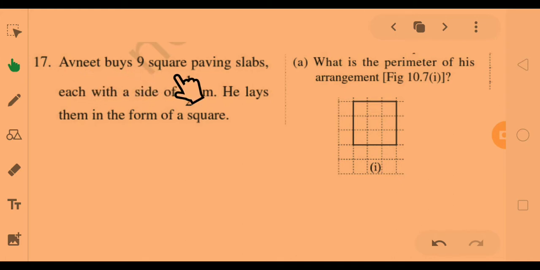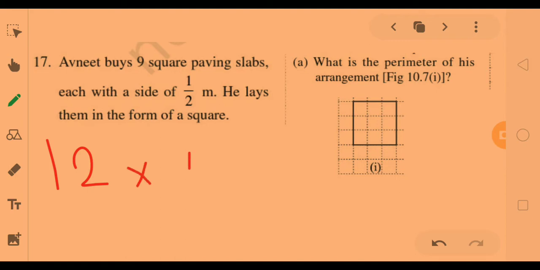Avneet buys 9 square paving slabs, each with a side of half meter. He lays them in the form of a square. So the first sub question is, what is the perimeter of his arrangement? Here each side measures half meter. So let us count the number of sides the tile has. 1, 2, 3, 4, 5, 6, 7, 8, 9, 10, 11, 12. So there are 12 edges.